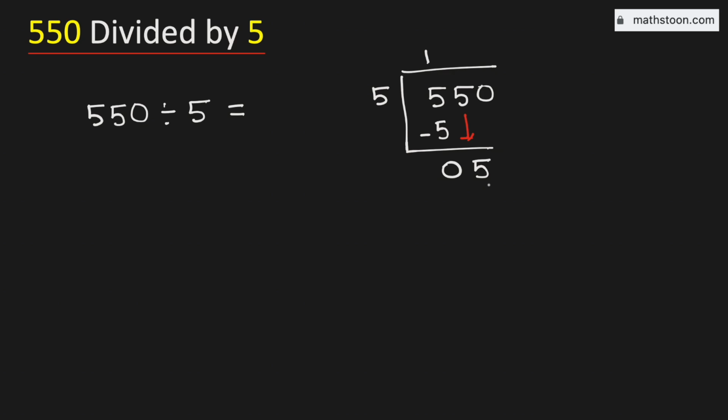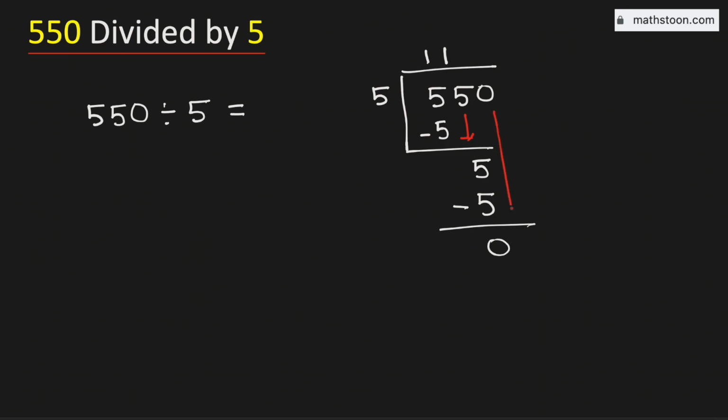See that this is the number 5. So we will remove this 0. And again we know that 5 times 1 is 5. Subtract, we get a 0. Again 0 is less than 5.